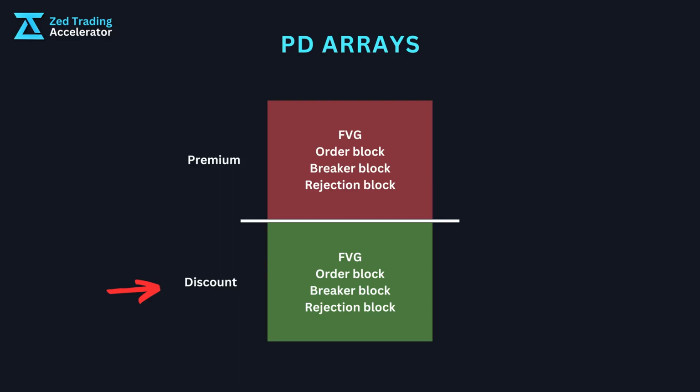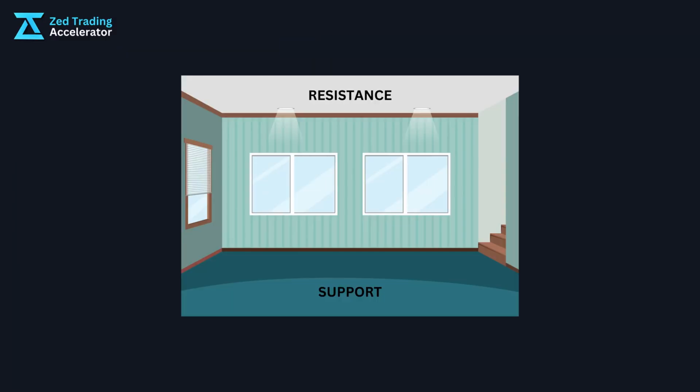For example, the market is bearish. You want to sell inside the premium because the price is expensive at this zone. Fair value gaps, order blocks, breaker blocks, and rejection blocks are the support and resistance that hold the price. I will explain in more detail in the confluence chapter. This is a very good comparison to our PD arrays.